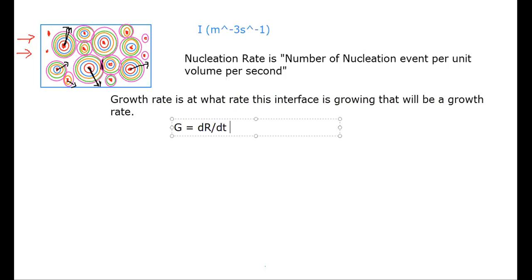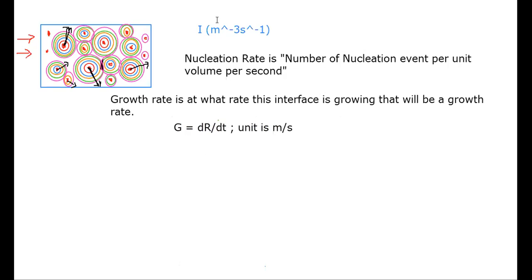Okay, and the unit is meter per second. So the rate of increase of the size of the particle, that is the growth rate. Overall transformation rate we can determine by using dx by dt. If we differentiate the rate, that is the fraction transform per second.